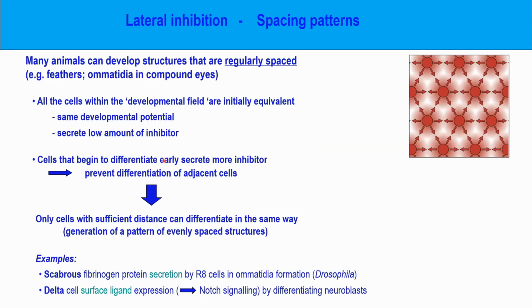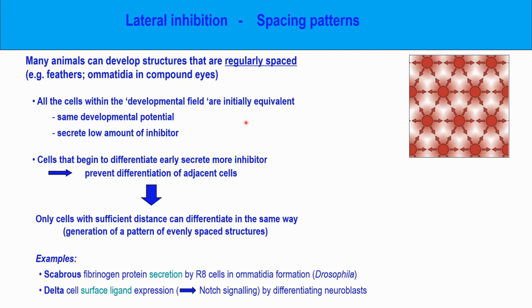So many animals develop structures that are regularly spaced. For example, feathers on birds, ommatidia in the compound eye of insects. Even if you look at your arm, the hairs on your arm are typically regularly spaced. And this is achieved primarily by a process called lateral inhibition, which is really worth knowing about. So it generates these spacing patterns in fields of cells.